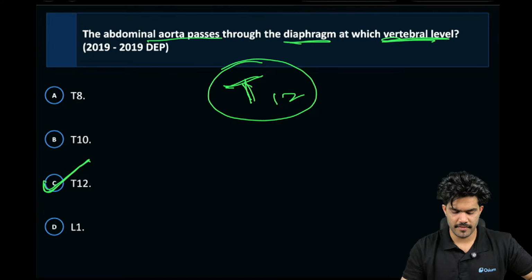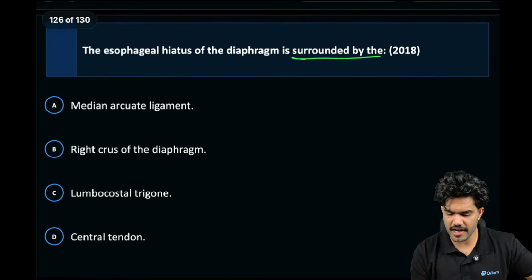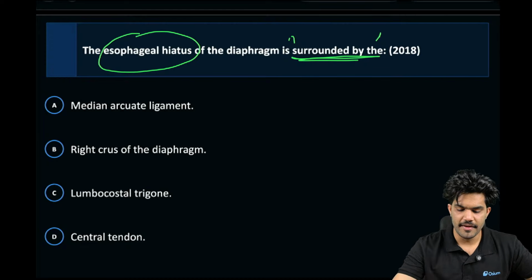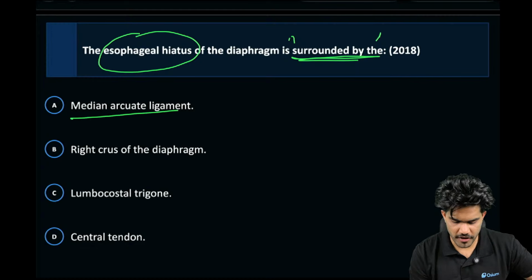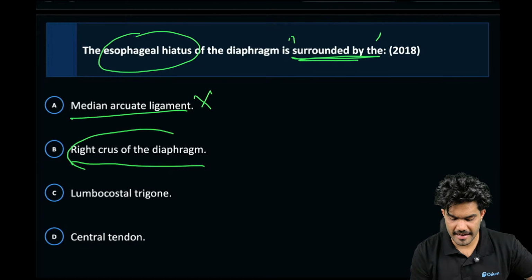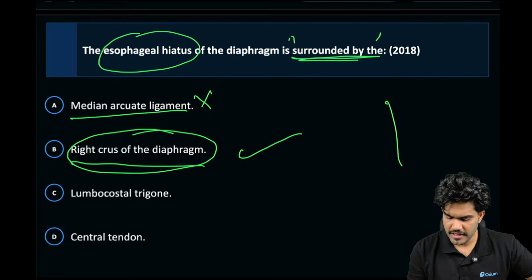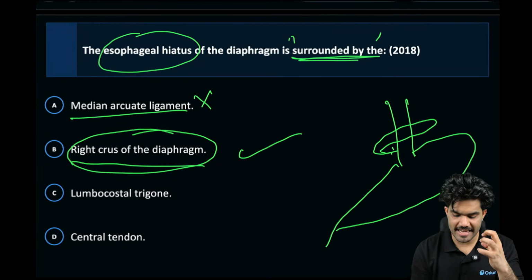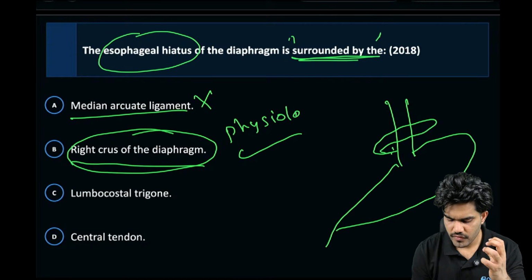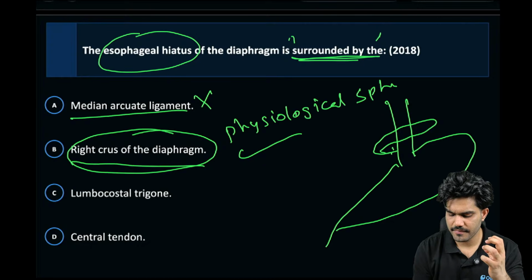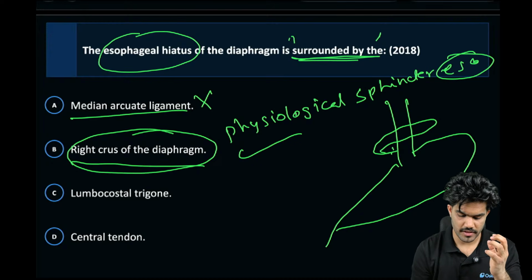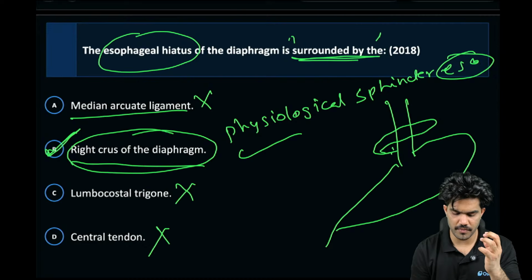Option C. Now, the esophageal opening, the esophageal hiatus, is surrounded by which ligament? It is not the median arcuate ligament. It is the right crus of the diaphragm. I have told you, if this is the esophagus, this is the stomach. The right crus all the way surrounds this, and it acts as a physiological sphincter of the esophagus. Okay, esophagus. So B will be the answer.